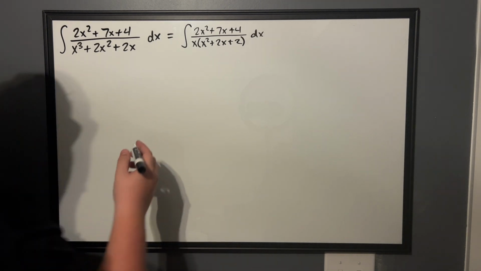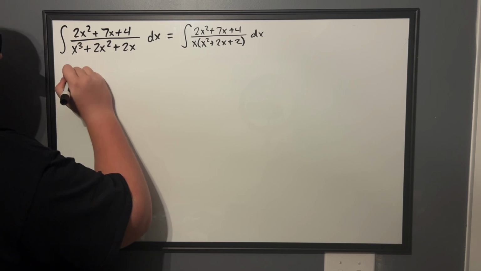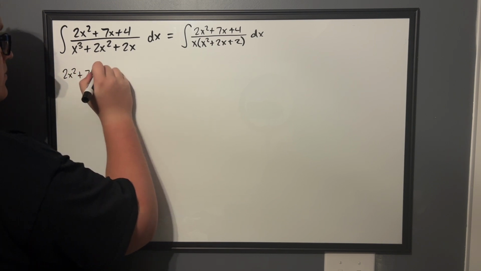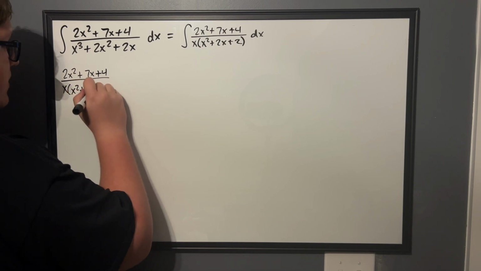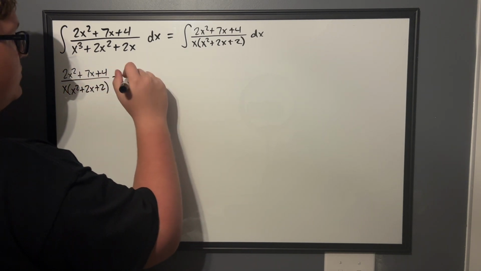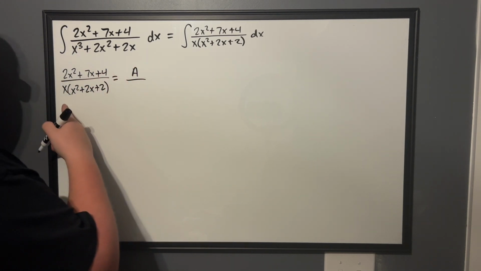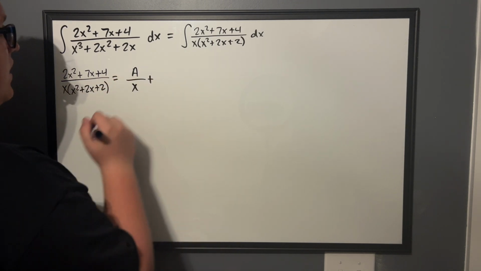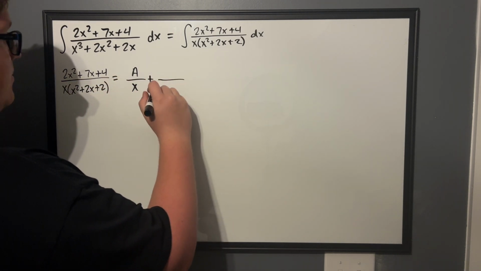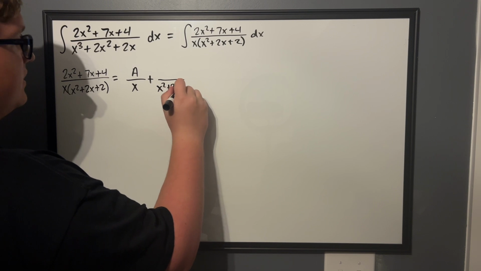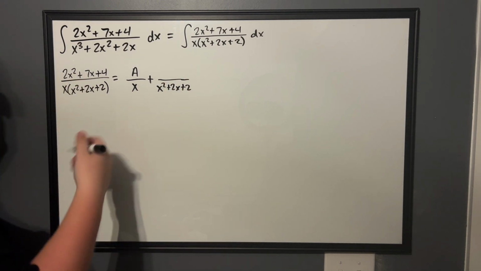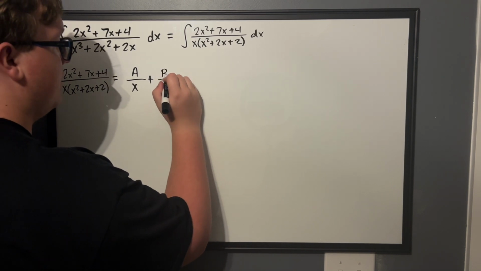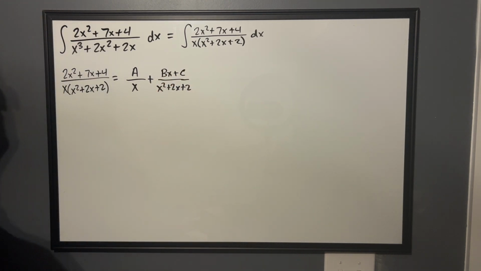So remember, we're going to say that 2x squared plus 7x plus 4 over x times x squared plus 2x plus 2 is equal to, well, we're going to use the two factors here. So it's a over x plus, well, we know the denominator is going to be x squared plus 2x plus 2, but because this is an irreducible quadratic, remember in the numerator we need a linear factor. So we need a bx plus c. And now we're going to use that to solve for a, b, and c.